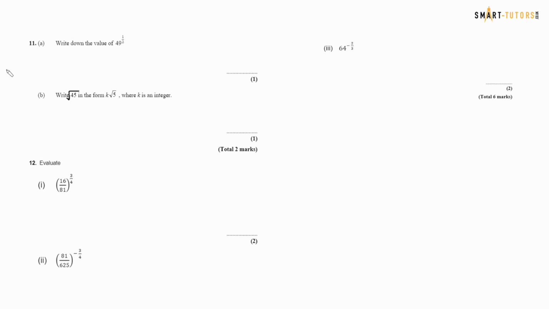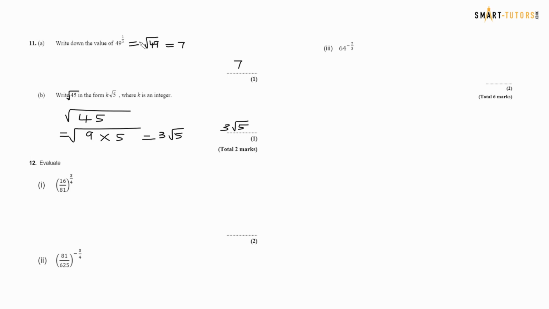Question number 11. Write down the value of 49 to the power half, which is exactly the same as square root of 49. So square root of 49 is 7. So the answer is 7. Write square root of 45 in the form of k root 5, where k is an integer. So square root of 45 you can write as square root of 9 times 5. Square root of 9 is 3. So remaining is square root of 5. So 3 root 5 is the answer for the B part.